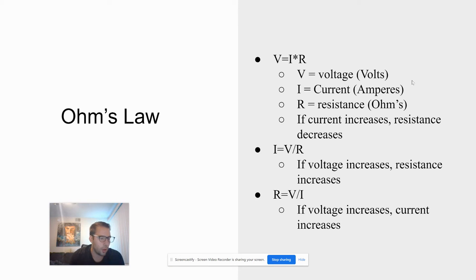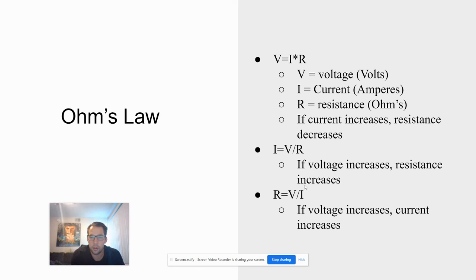So Ohm's Law is how we quantify the different relationships between voltage, current, and resistance mathematically. Ohm's Law is voltage equals current times resistance. And if we have an increase in current, we have a decrease in resistance, an inverse relationship there. We can rearrange it to be current equals voltage divided by resistance, and we can also rearrange it to be resistance equals voltage divided by current.